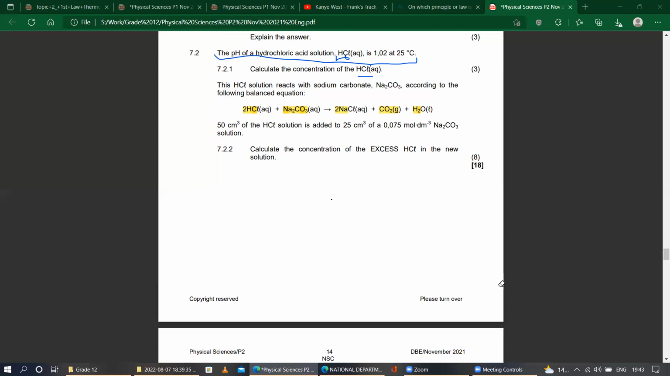So you guys try it. Let me give you maybe 10 minutes or maybe 15 minutes to try it. After 15 minutes it's going to be too late. You have 10 minutes to try it because it's 8 marks, so I think 10 minutes is enough.